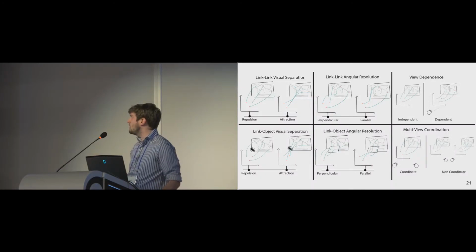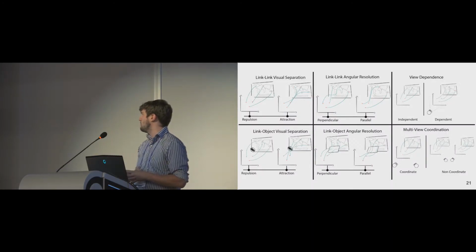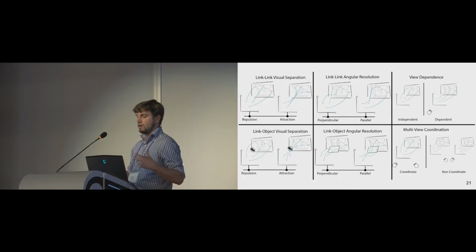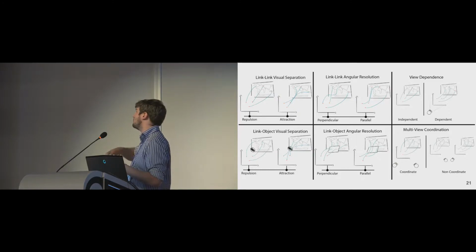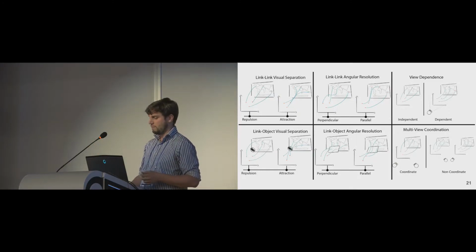So as a very quick summary, our design space is composed of 6 dimensions: link visualization and link object visual separation, link and link object angular resolution, view dependence, and multi-view coordination. It really acts on the trajectory of the link. It allows us to have several combinations of the trajectory.